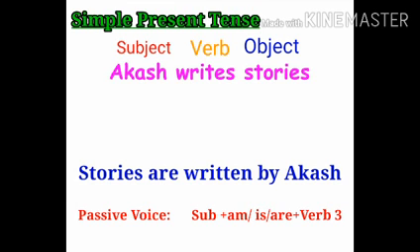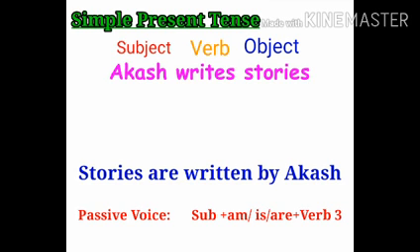Akash, which is the subject of the first sentence, has become the object of the second sentence. Stories, which is the object of the first sentence, has become the subject of the passive sentence. And writes turned into are written in the passive voice. So if you read the second sentence, stories are written by Akash. Here the subject stories gets more importance, and who wrote it is comparatively less important.